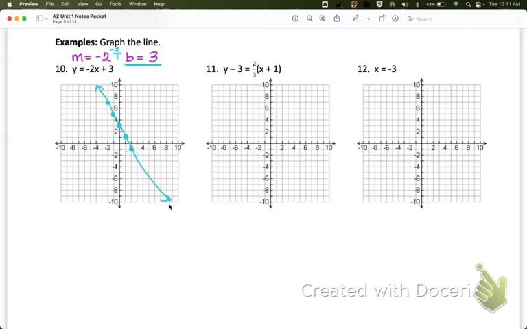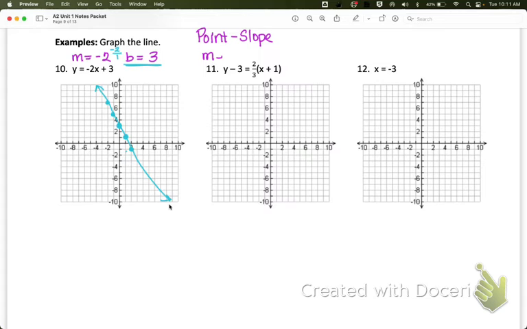anything that'll help you make a nice, neat line, that's helpful. Now, on number 11, this might be different than what you're used to. This one's not in slope-intercept form. So I could distribute the 2/3 and then add 3 to both sides. But if I recognize that this is already the point-slope form of the equation, I just need those two pieces.